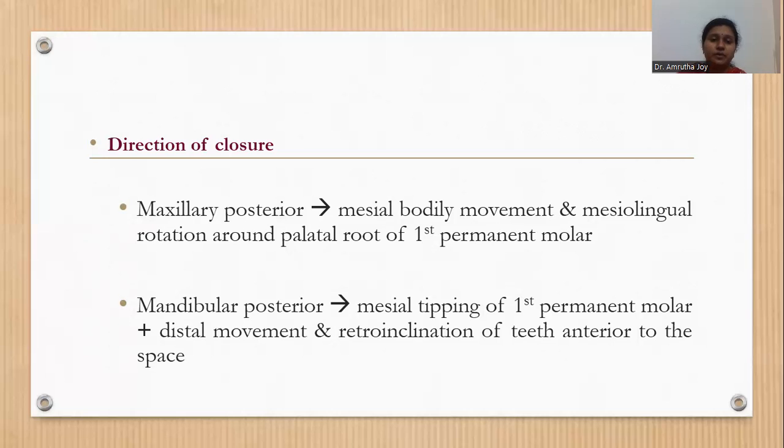Direction of closure. In the maxillary arch, bodily movement of the permanent molar will happen, that is mesial movement and mesiolingual rotation of the permanent molar, which will cause the space closure. In the mandibular posterior teeth, mesial tipping of the permanent molar happens. There is no bodily movement. The permanent molar is tipped mesially, as well as there is distal movement of the anterior segment, that is the canine and the incisors.